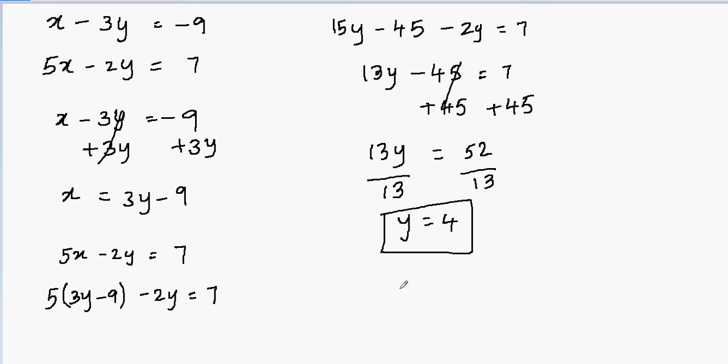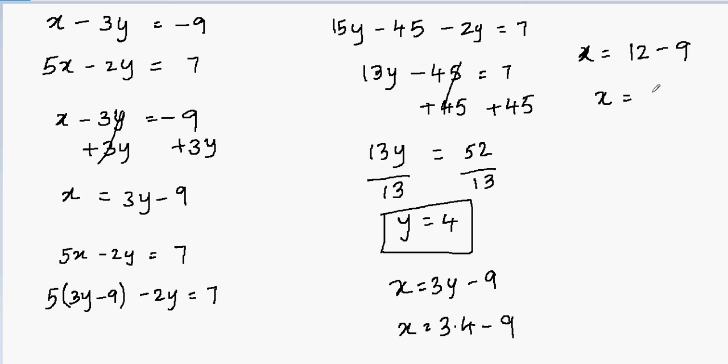So here I have x equals 3y minus 9. So I've written this equation here. Now x is equal to, I will just substitute the value of y in this equation. So this will be 3 times y is 4. So I'll write 4 here minus 9. So x is equal to 3 times 4 will give me 12. Then I have minus 9. So x is equal to 12 minus 9 will give me 3. So the value of x is 3 here. And the value of y is 4.